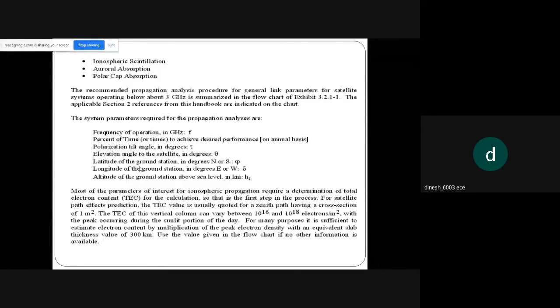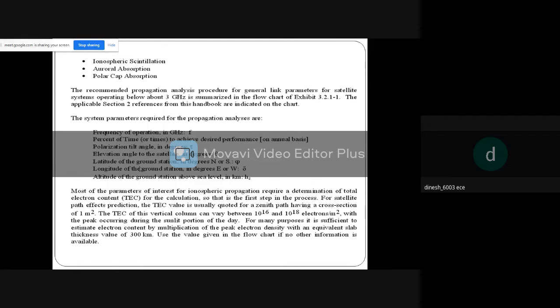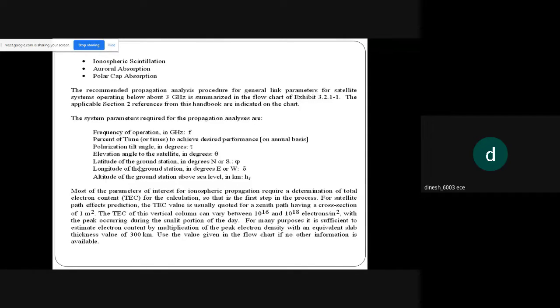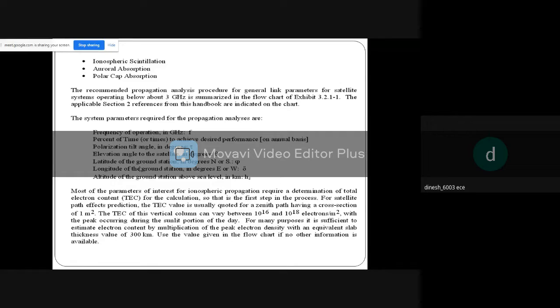So all these 7 system parameters are required for analyzing a propagation effect: frequency of operation, percentage of time, polarization tilt angle, elevation angle of the satellite, and latitude, longitude, and altitude of the ground station.